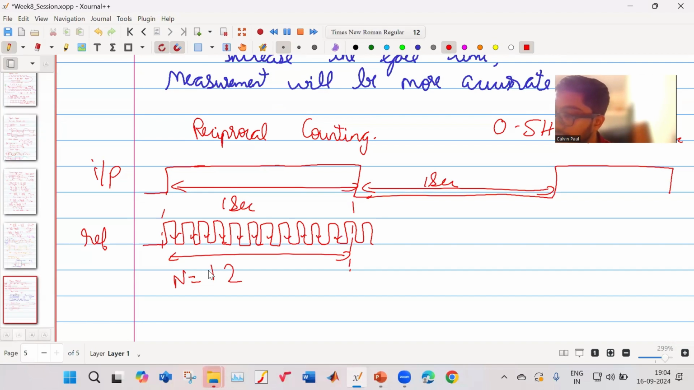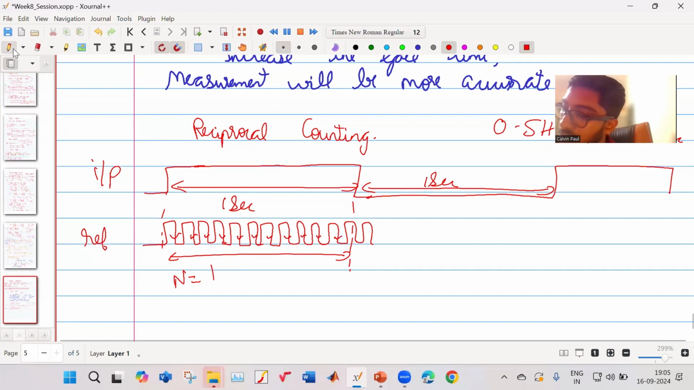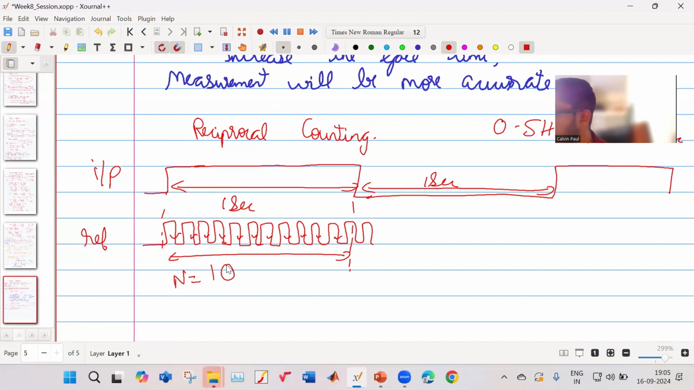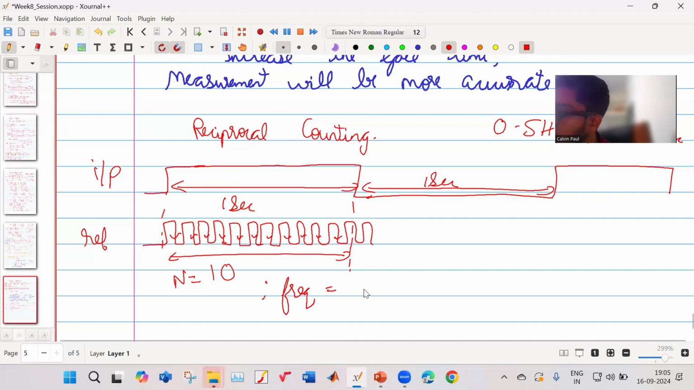Okay, let us use an easier number. Let us assume the count is 10. Okay, the count is 10. And we know that this reference signal has a frequency of 10 hertz.